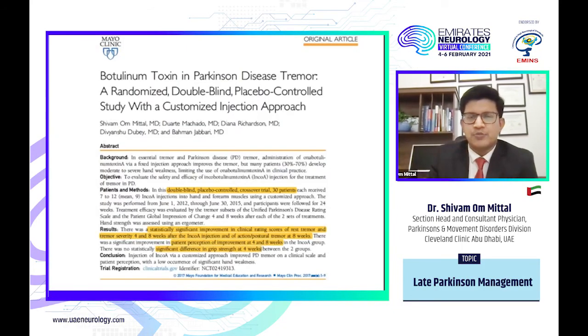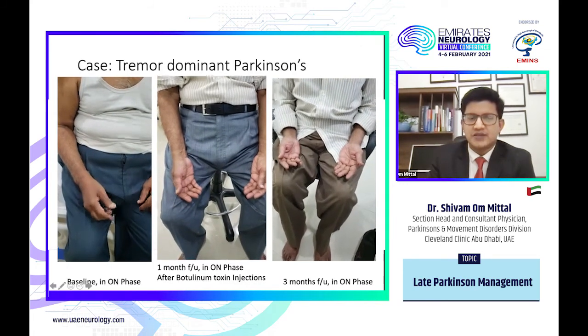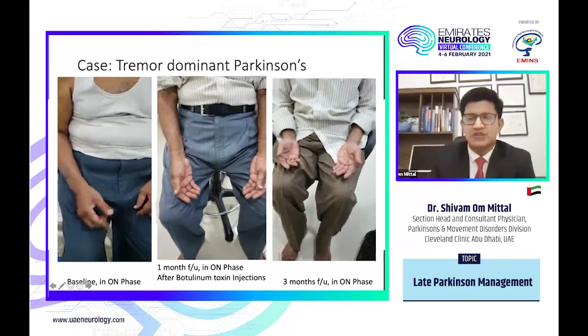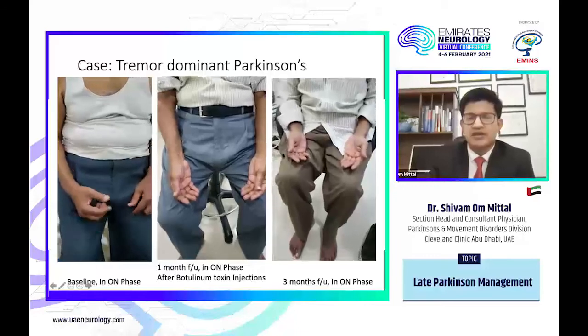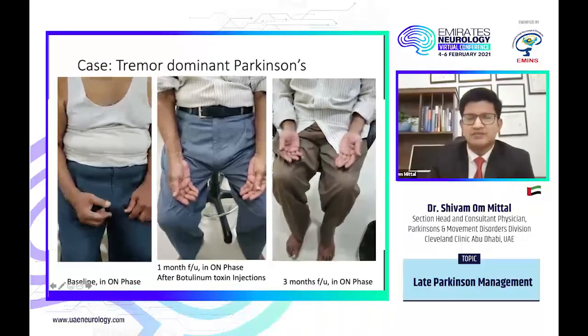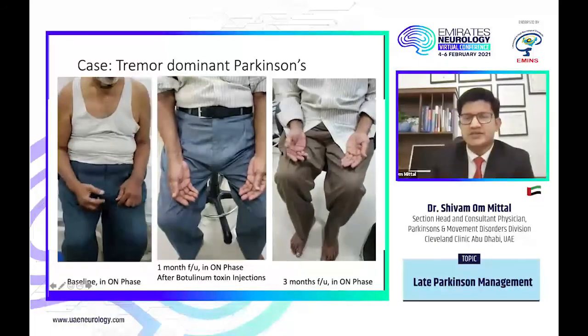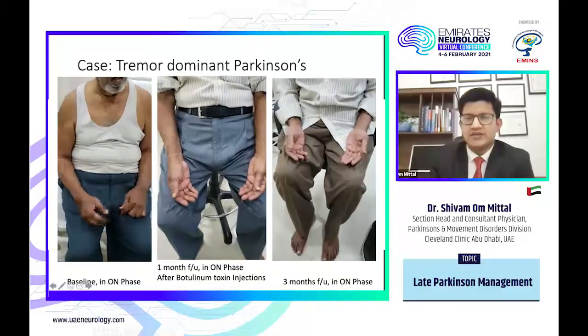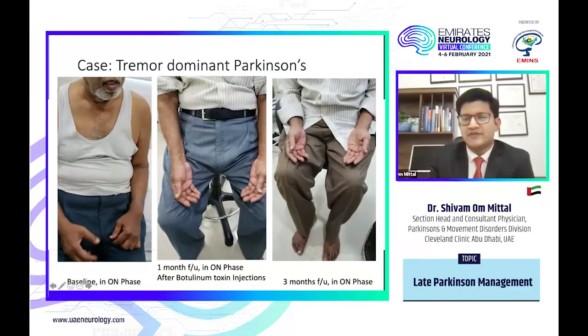The other option is botulinum toxin injection. This is the only randomized double-blind placebo-controlled study, which we did when I was in the US at Yale University, and it's a very good study where you find that botulinum toxin can be offered to patients who have refractory rest tremor, which doesn't respond to levodopa medications and who cannot go for DBS surgery. You can look at this video where this patient had a prominent tremor, and he got a Botox injection in his right hand, and you can see the tremor is better now. And this is the 3-month follow-up where you can see the tremor is coming back. So we know that Botox works only for 3 months and the effect wears off after that.